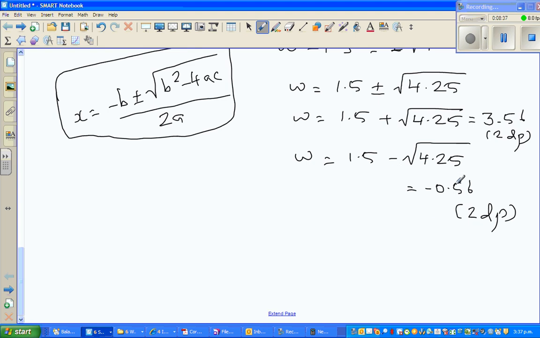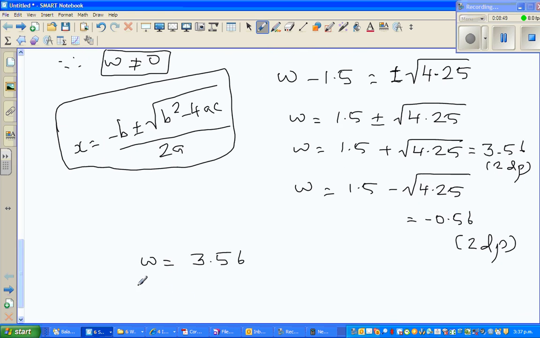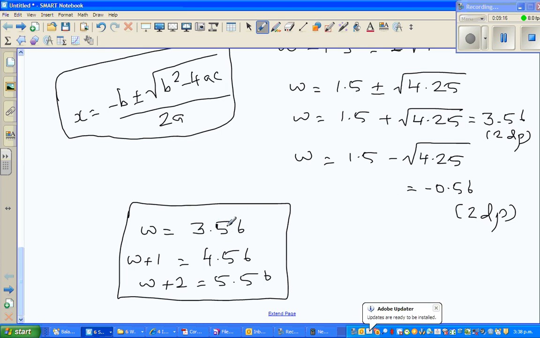Now you can't have a negative W, so W is 3.56 units, whatever that unit is. So your W plus 1 would be 4.56, and your W plus 2 would be 5.56. Now you can put the answer back into the question, find the volume of this box and the volume of the smaller box, and you will find the volume of this box is about 2 times. Because we have rounded it, it will not be exact, but it will be very close. The volume of this box would be double the volume of the smaller box.